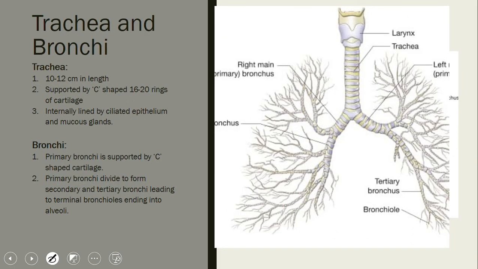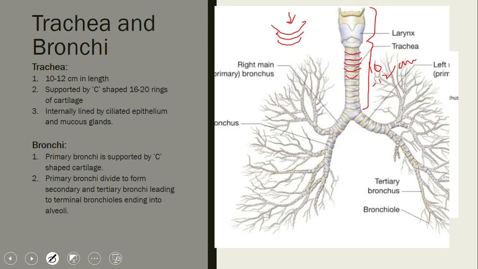Next we go into the further part. This larynx, as you can see here, continues into the trachea. This trachea is a 10 to 12 centimeter long tube-like structure supported by C-shaped cartilaginous rings. As you can see here, 16 to 20 C-shaped cartilaginous rings are there, which are open at one end, so they are called incomplete cartilaginous rings.